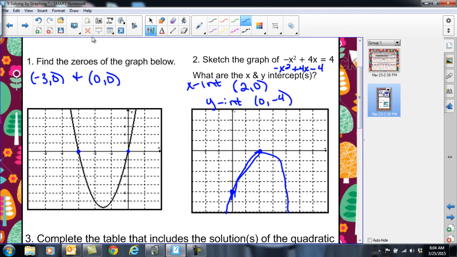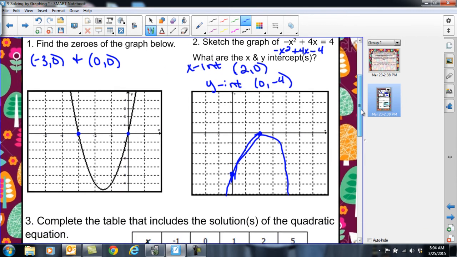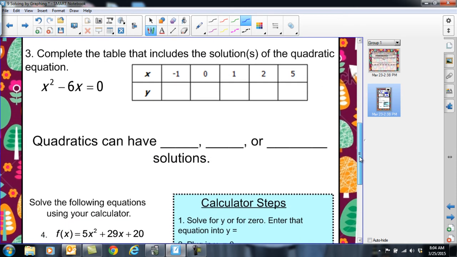So now let's get into the real meat of what's happening and how to find the zeros using our calculator. The next question, we're going to complete the table that includes the solutions. How I know it includes the solutions is it's going to be where y equals 0. The solutions are always going to be where y equals 0. And so we're going to complete the table for this equation, and then we're going to find the solution. So I have x squared minus 6 equals 0.